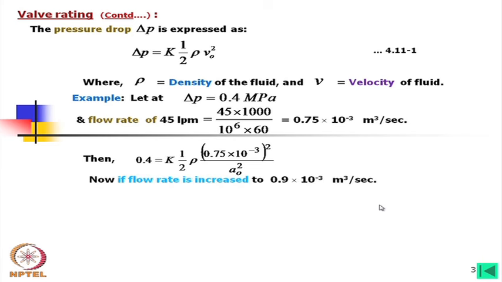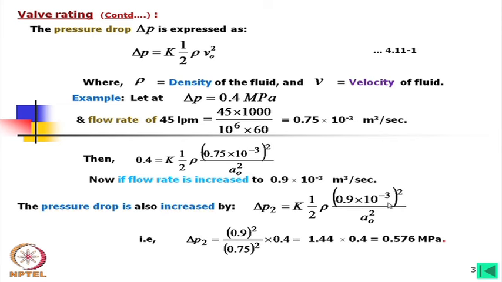Now, if the flow rate is increased to 0.9 into 10 to the power minus 3 meter cube per second, we can estimate what will be the pressure drop. With the same relations, we can again write down this equation. In this case, manufacturers may not provide the data A0, that is, the exact area.